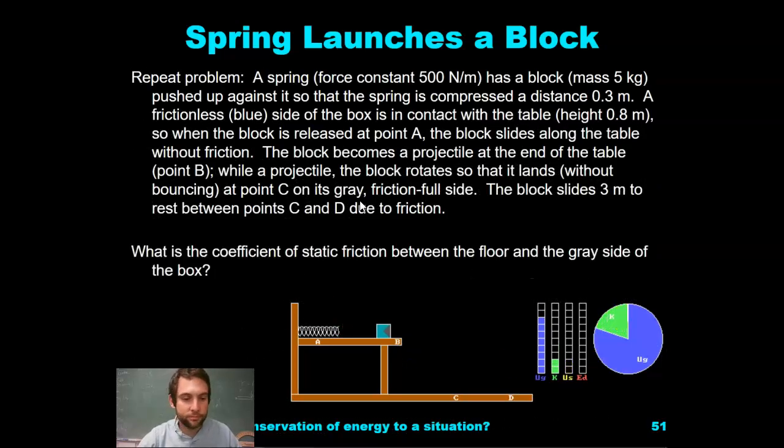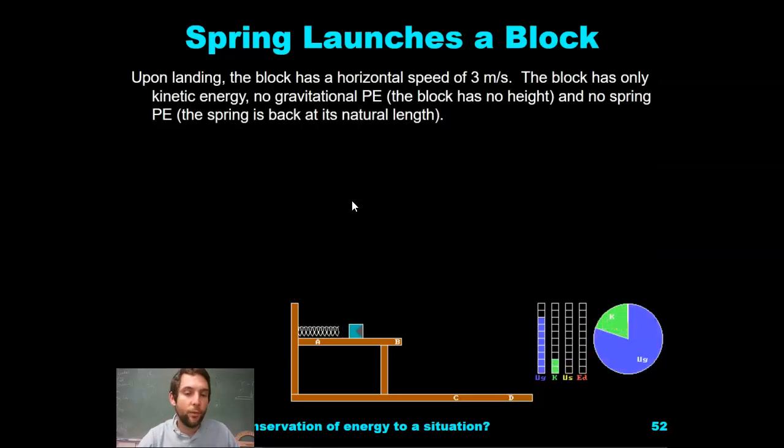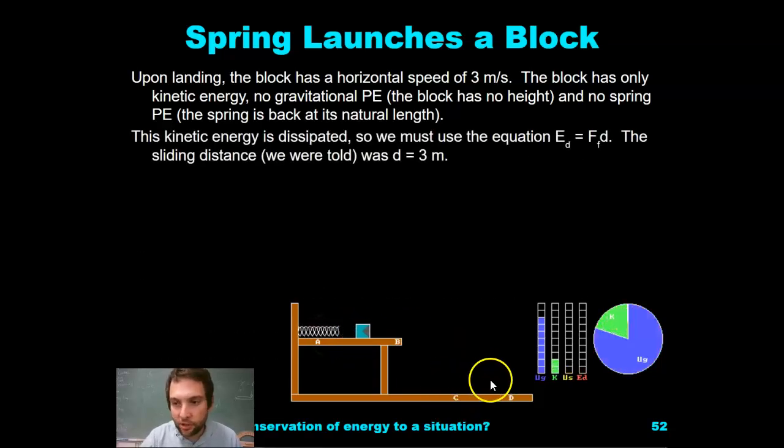Same problem, same situation, new problem. What is the coefficient of static friction between the floor and the gray side of the box? When it hits the ground, the block has a horizontal speed of 3 meters per second. The block only has kinetic energy, no gravitational potential energy, because we said y equals 0 on the floor. The block has no height and no spring potential energy. The spring is now at its natural length. It has nothing to do with anything. And then eventually all of the energy is going to be dissipated.